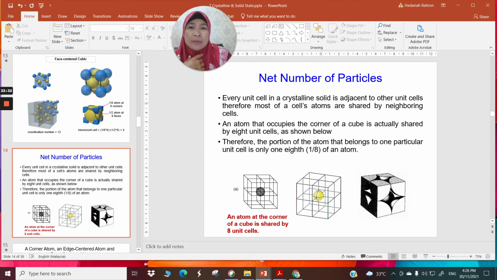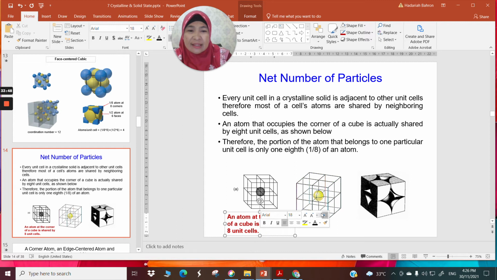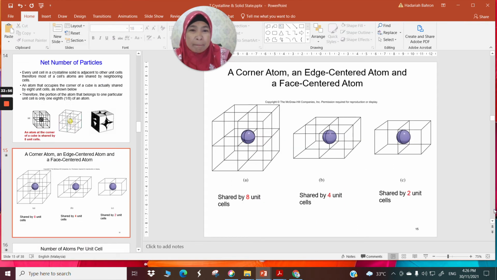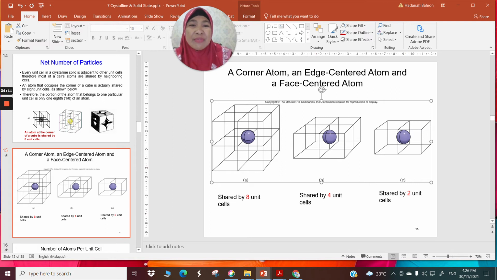This is another way of counting the net number of particles. This is a repeat of what I have explained to you earlier. You can see an atom at the corner of a cube is shared by 8 unit cells. There you go, so 1/8. So you have 1 particle per unit cell for simple cubic. If you have a particle on the face of that cube, it is going to be shared by 2 units, so it's half. But if it sits on the edge, it is going to be shared by 4 unit cells. But you have not seen a situation so far in this lecture about the edge. We'll go to it later.